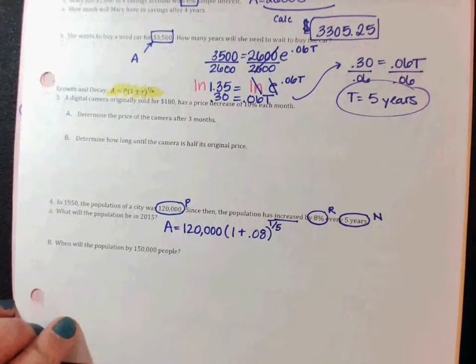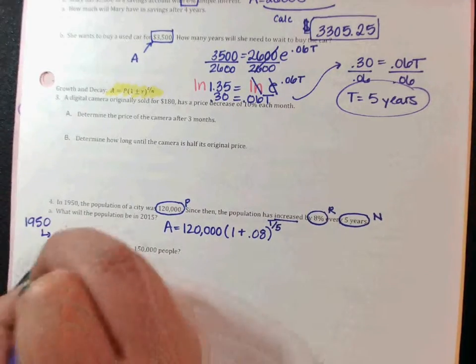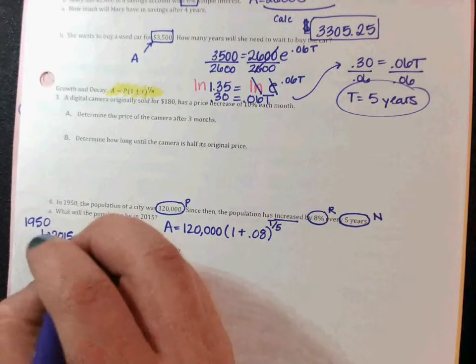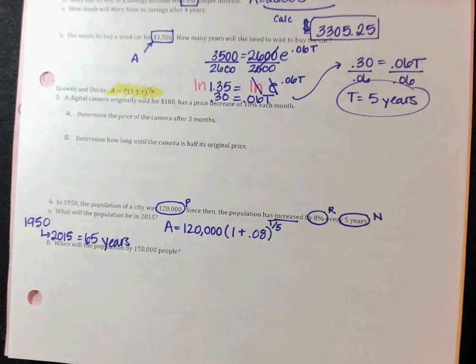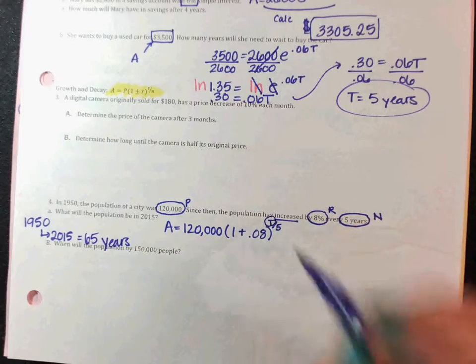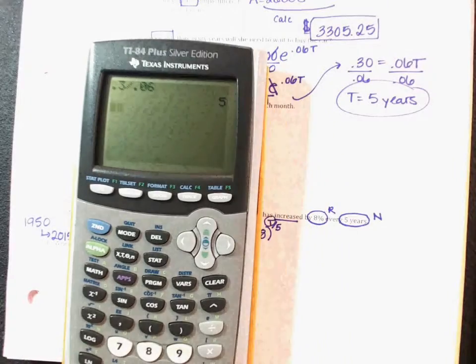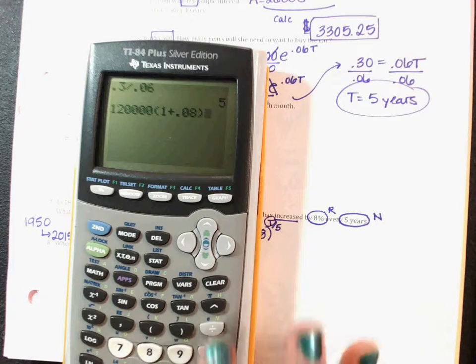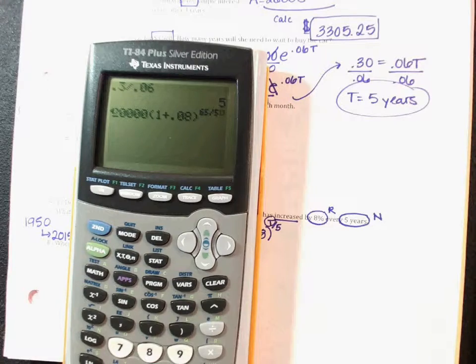Okay, then from there, I need to figure out if I'm starting in 1950 and I need to wait until 2015, how many years have gone by? 65 years. Okay, so remember that you're just going to subtract the times to see how many years passed. And that's what I'm going to plug in right here for my t. So in my calculator, I'm going to put 120,000, 1 plus 0.08, up to the power of, and then it'll be 65 years every 5 years, just like that.